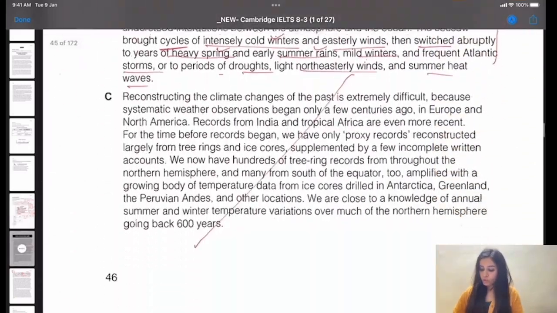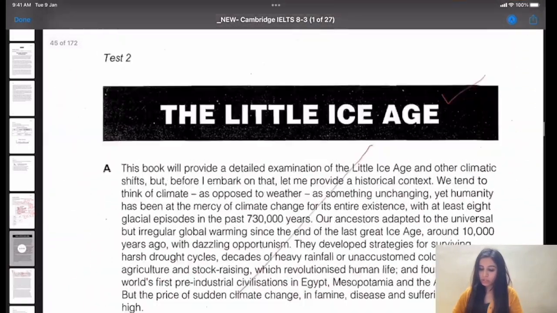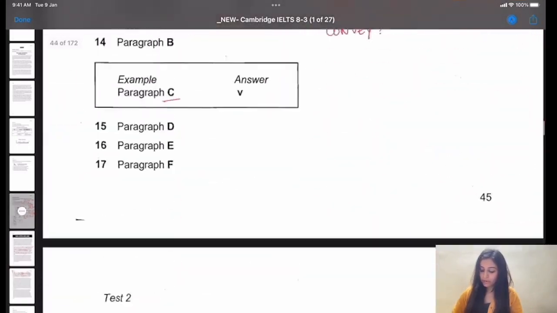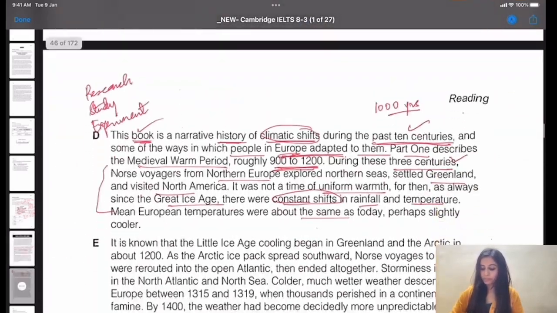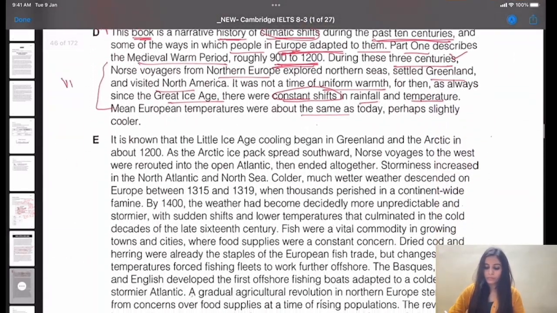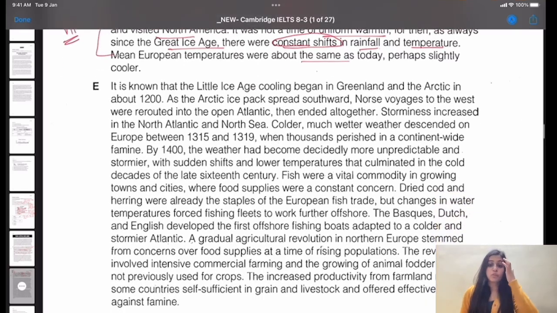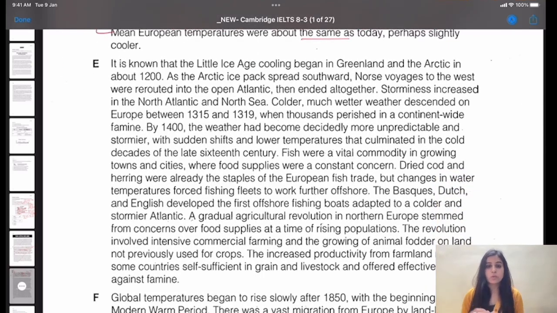Moving on to the next one. So this one's answer is D, would be the seventh one. Okay. E. So this is a very long paragraph. So again, I'll ask you to skim and scan through the paragraph. Don't have to read everything. Just ask yourself what's the gist. Okay. So let's start reading it.